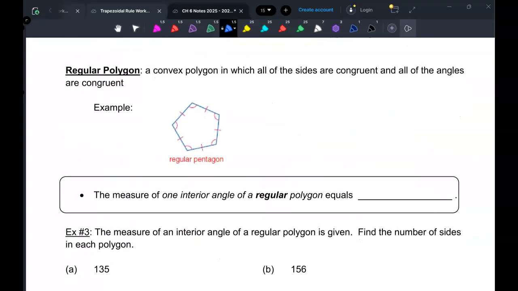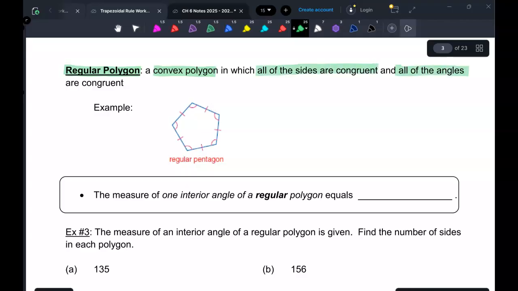Okay, quick review. Regular polygon. How do we know a regular polygon? It's got to be convex. All the sides are congruent. All the angles are congruent. We call that equilateral and equiangular.